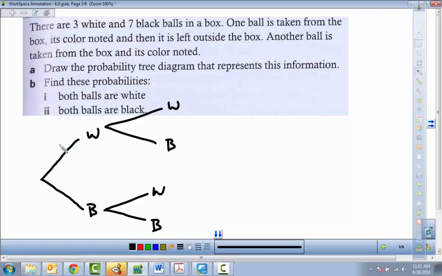So on the first pick, what's the probability of getting a white ball to take out? It's 3 out of 10. And a black one is 7 out of 10.